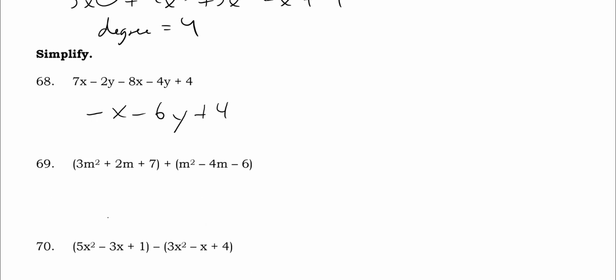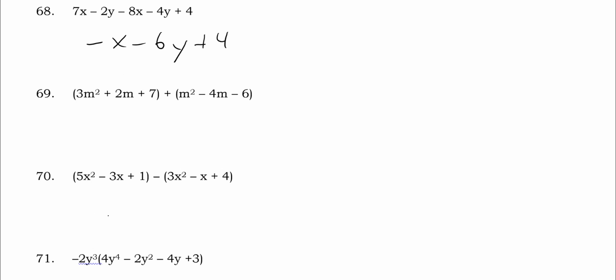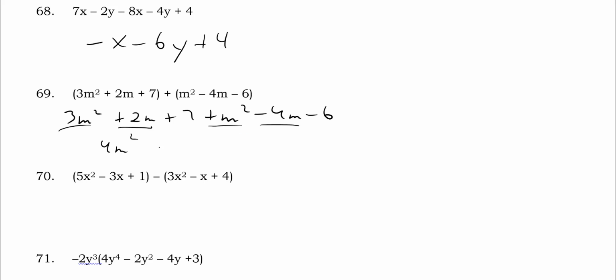It's addition, so I'm just going to have 3m squared plus 2m plus 7 plus m squared minus 4m minus 6. Combine like terms. So 3m squared plus m squared is 4m squared. 2m minus 4m is negative 2m. And then 7 minus 6 is positive 1.